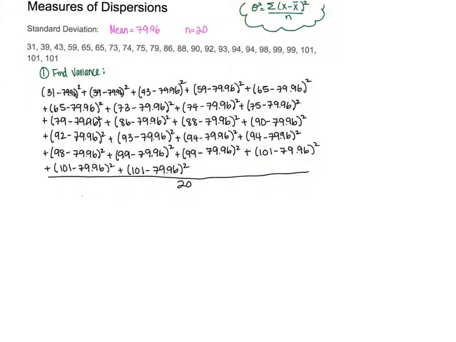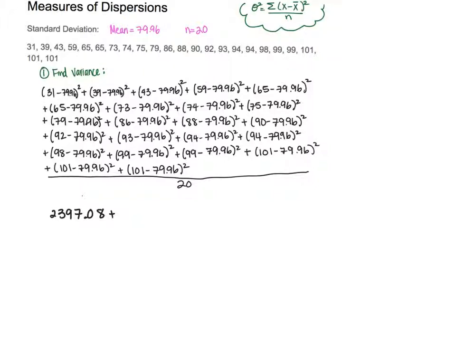So what I'm going to do next is take that first term here. So 31. 31 minus 79.96 gives me negative 48.96. If I square that, I get 2,397.08. I'm just going to round to 2 decimal places. And then I would do the next one. So now I would do 39 minus 79.96, and then I would square it.